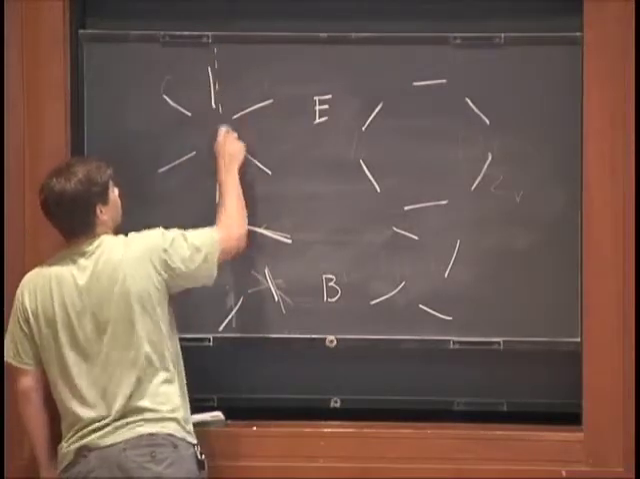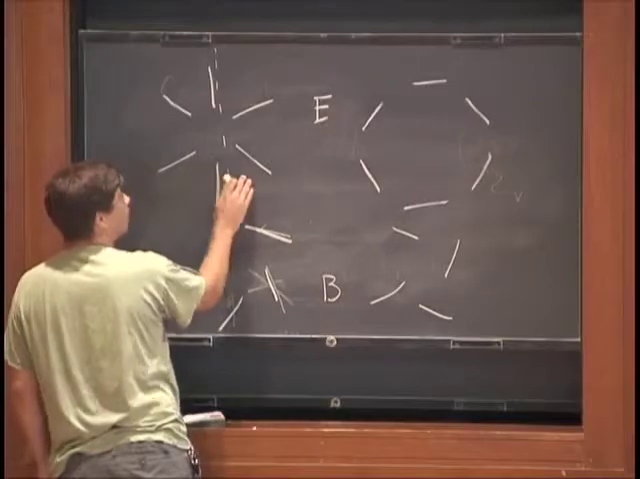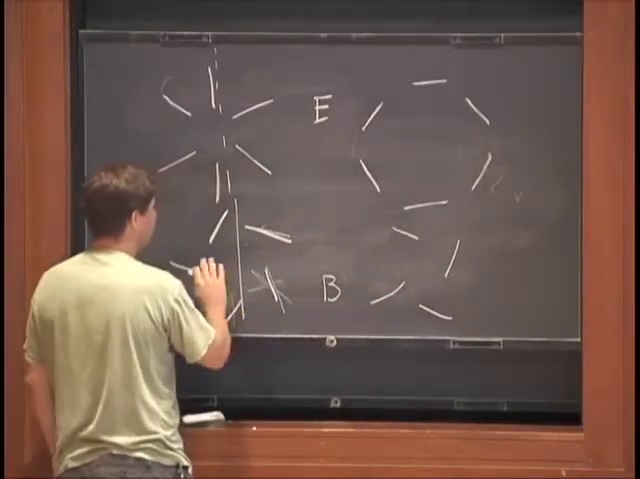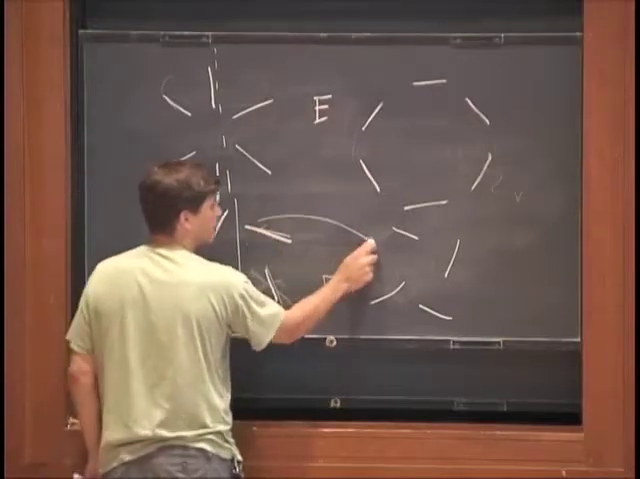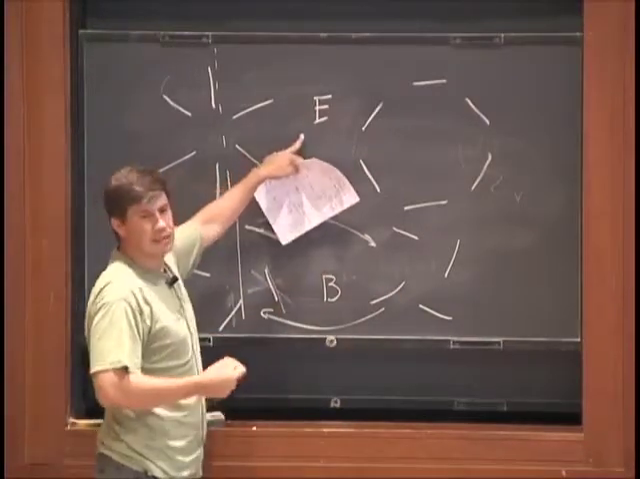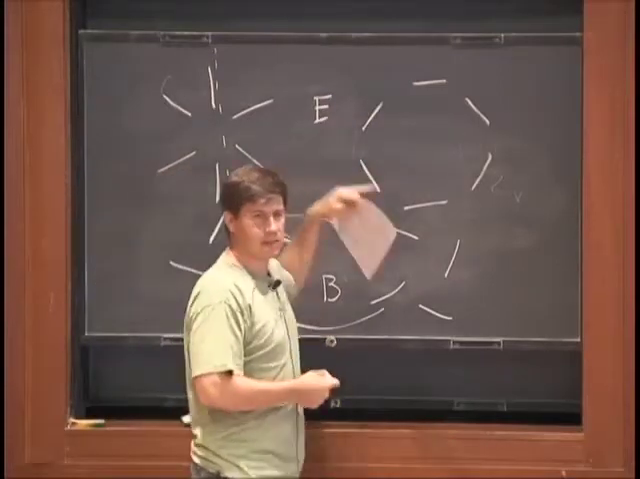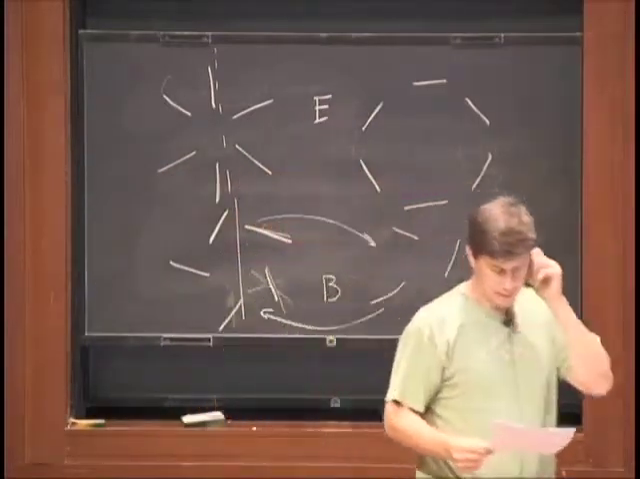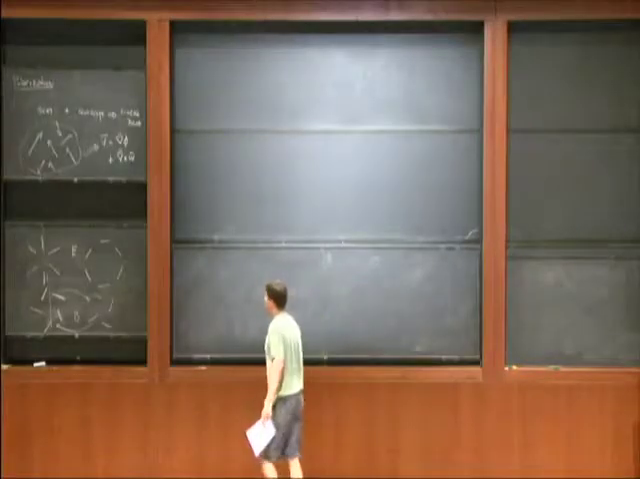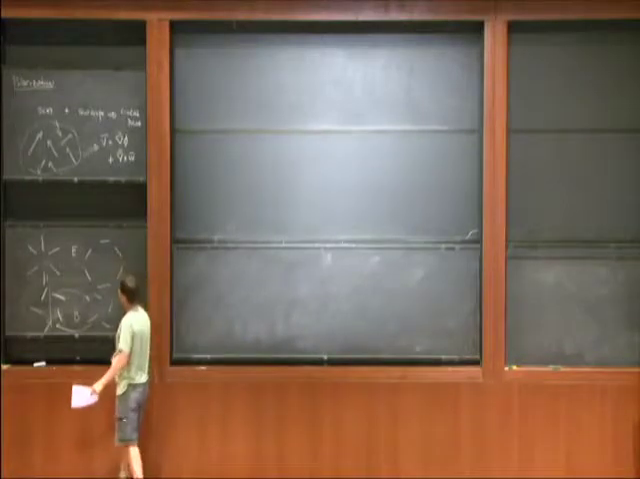If I put a mirror here and I reflect this pattern, it goes into itself. This pattern goes into itself. But if I make a mirror image of this one, it turns into this one, and this one turns into this one. Okay. So E is a scalar potential for the polarization, and B is a pseudo-scalar potential for the polarization.